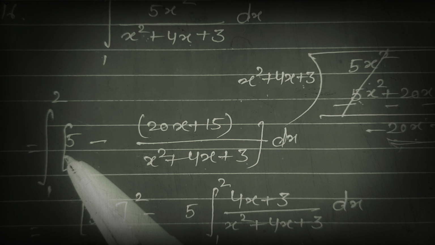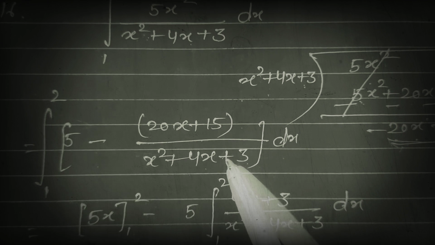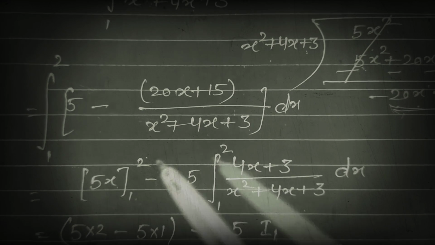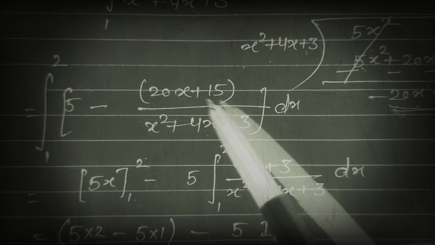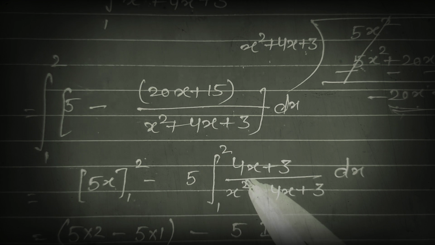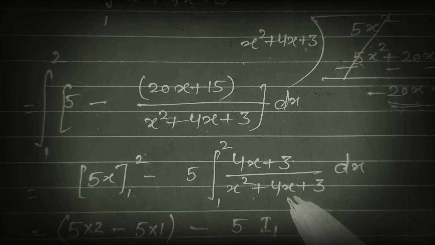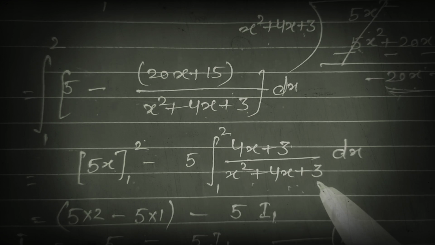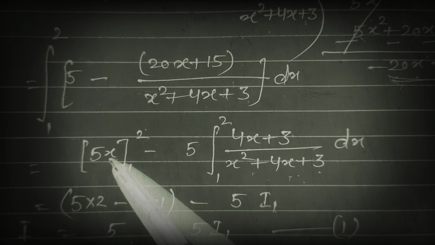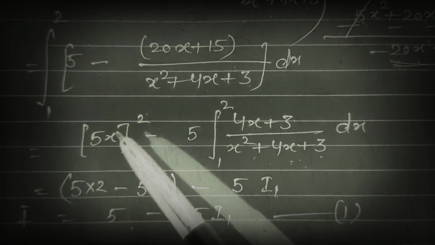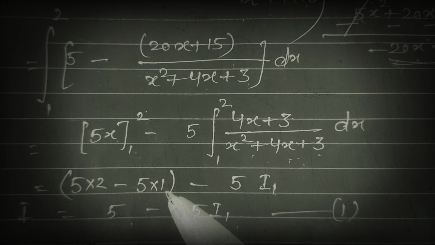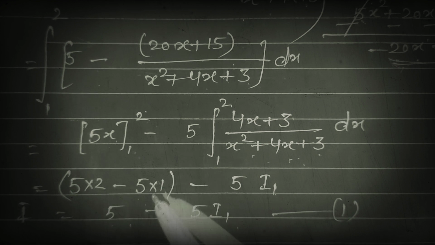So we can write this as this. And we know that 5 integration we will do separately. 5 integration is 5x and limit is 1 to 2. Same here, from these we can take 5 common. Numerator will be 4x plus 3 and denominator is x square plus 4x plus 3. So 5 integration is 5x. Firstly we will put value 2 and then 1. So 5 into 2 minus 5 into 1. Then we will get 10 minus 5, 5.